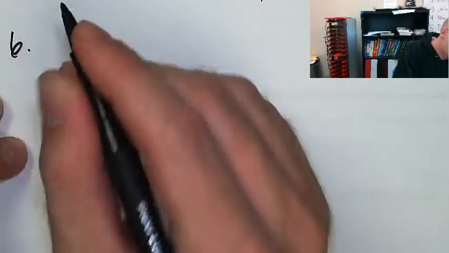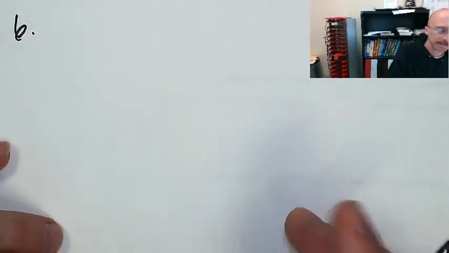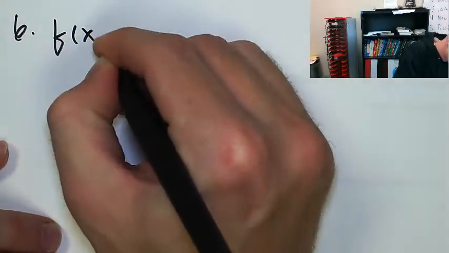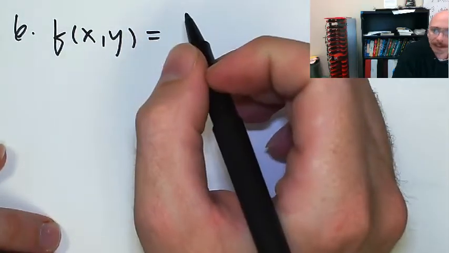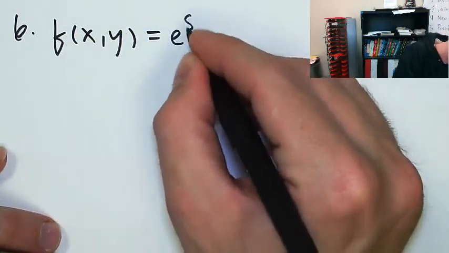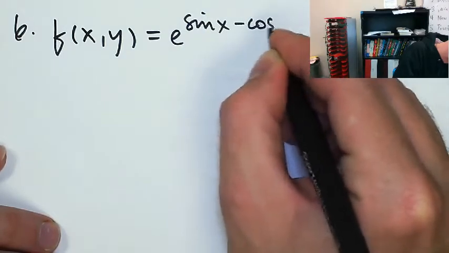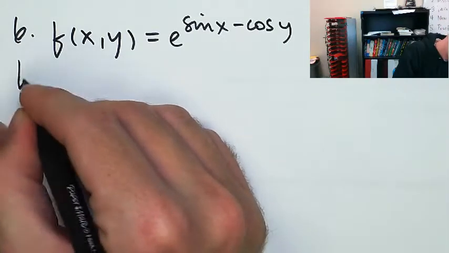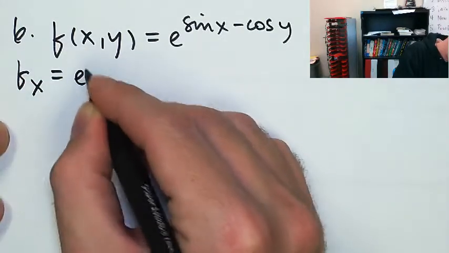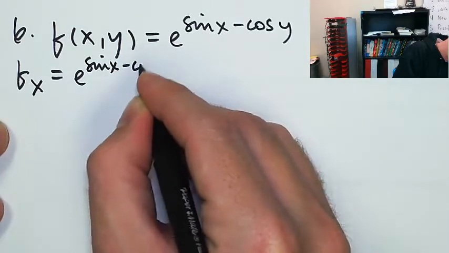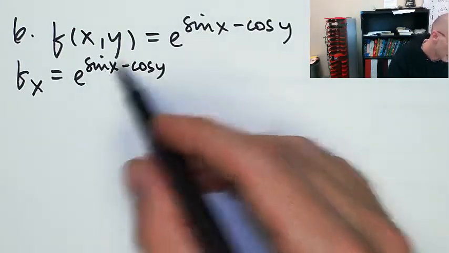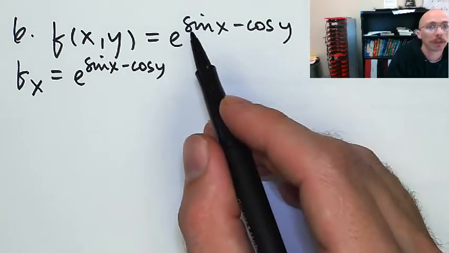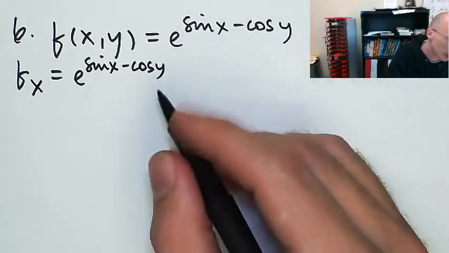Not so bad. Oh, let's scroll that up. Got more room. e to the sine x minus cosine y. Right, so start off with fx. Well, e to the sine x minus cosine y will be its own derivative, and then I take the derivative with respect to x, so that would be cosine x minus 0.